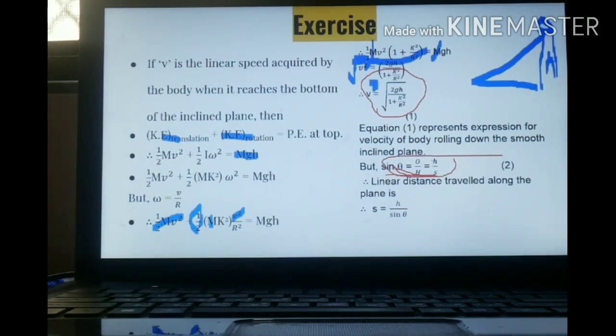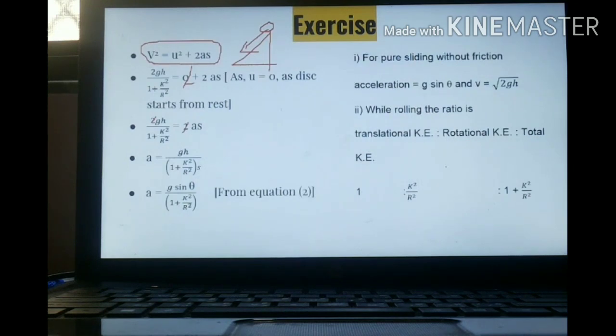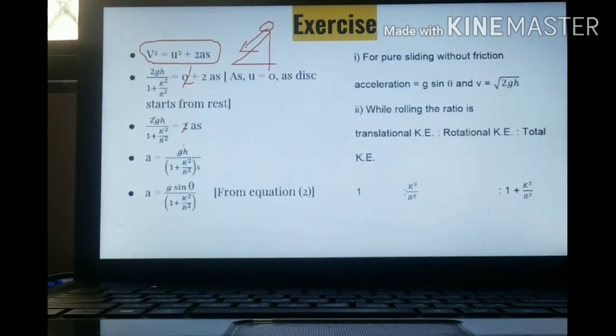Sin theta is equal to h upon s. We have h over here, and we have also got s over here. h upon s can be represented as sin theta. So therefore we are writing over here sin theta. So acceleration a is equal to g sin theta upon 1 plus k square upon r square.